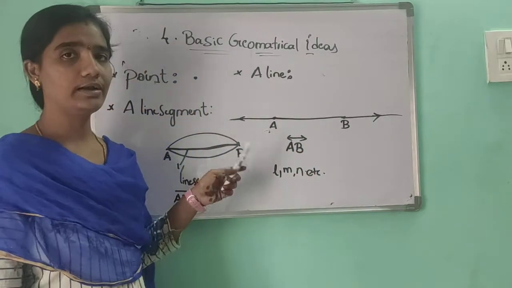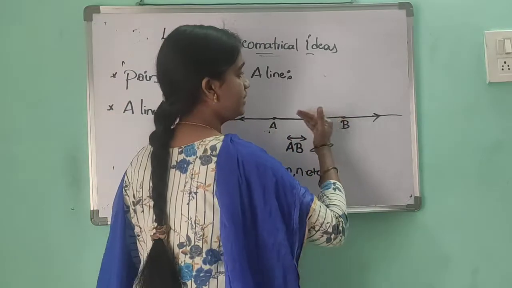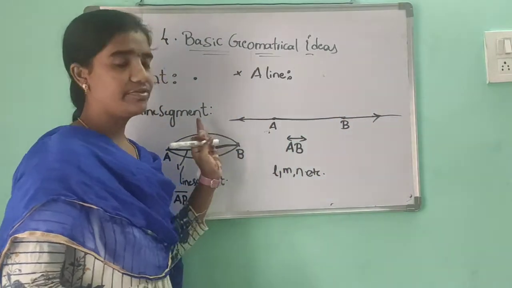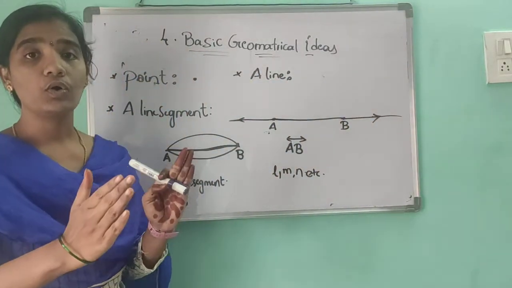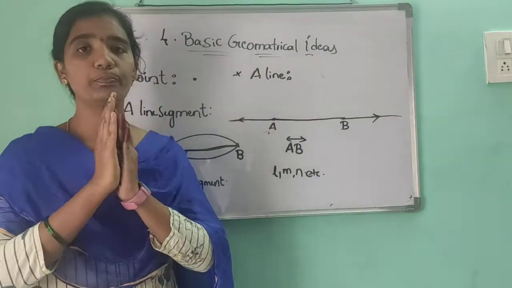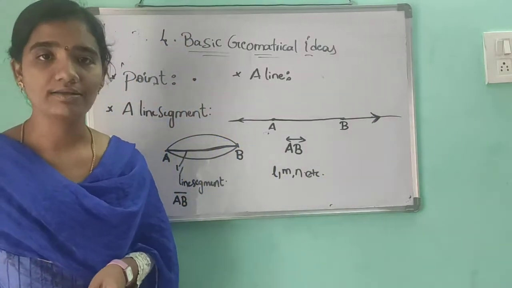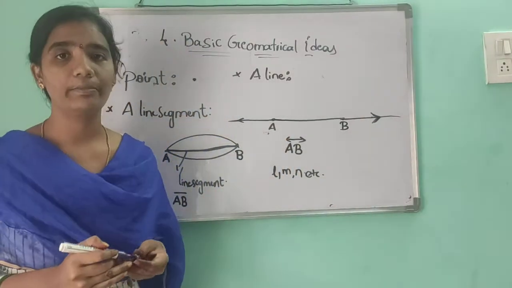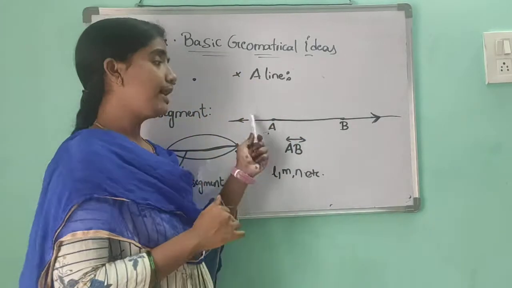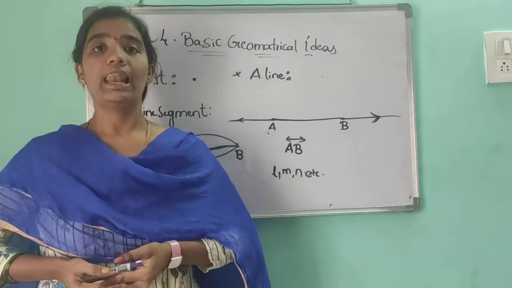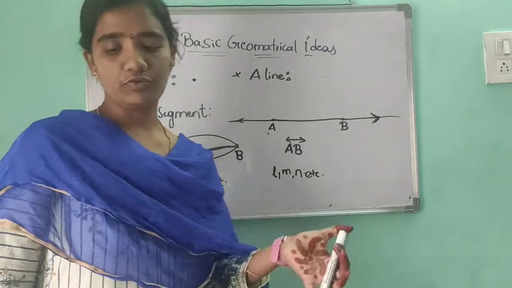In this line segment, the B side of the line is extended, and the left side of the line is also extended. These two sides are extended, so we put arrow marks on both ends. The arrow marks show a continuous line. This represents a line. A line is also called a straight line. Coming to the next one.